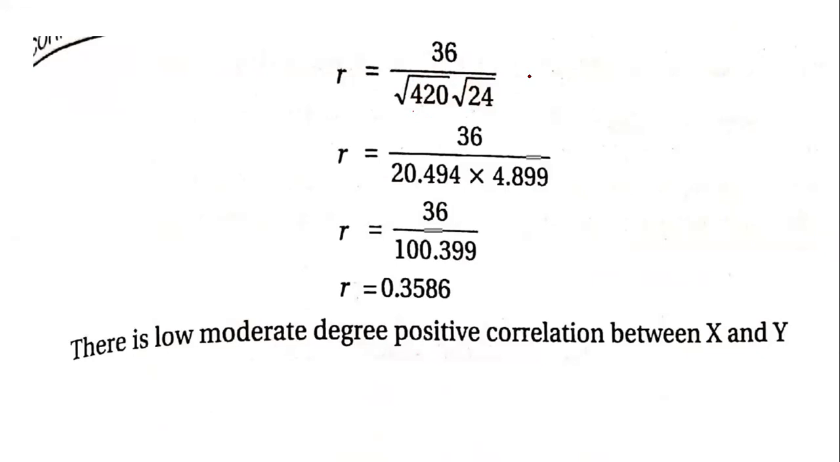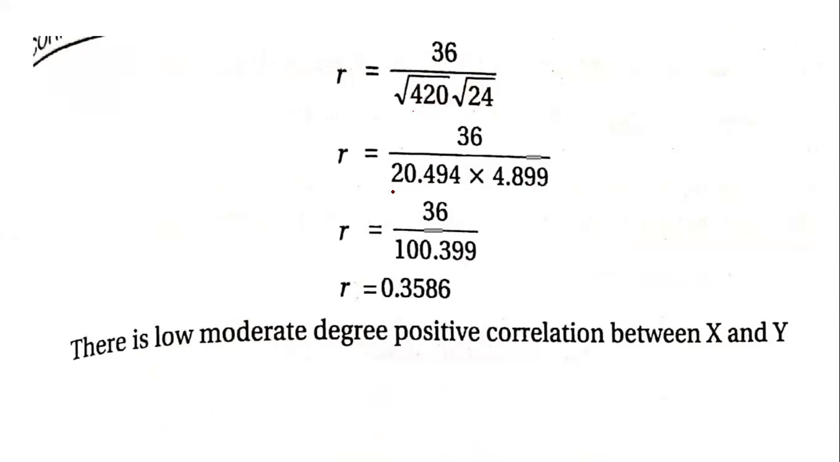Now in the next step, find the square root values. Now what are the square root values? Square root of 420 is 20.494 and square root of 24 is 4.899. Okay, so these are the values that we will get.